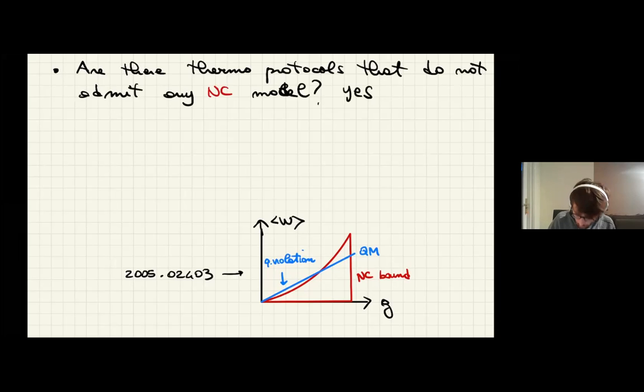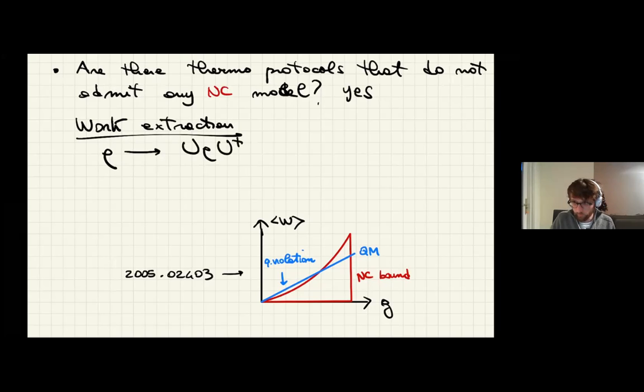So one example is looking at work extraction. So you just take your quantum state and then you do a unitary on your quantum state. And then we're gonna do the simplest thing. We're just gonna define work as the energy change in the system.